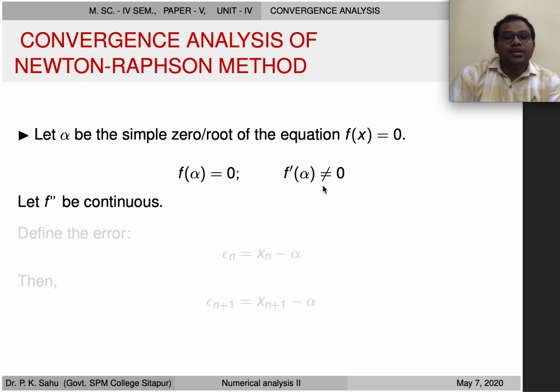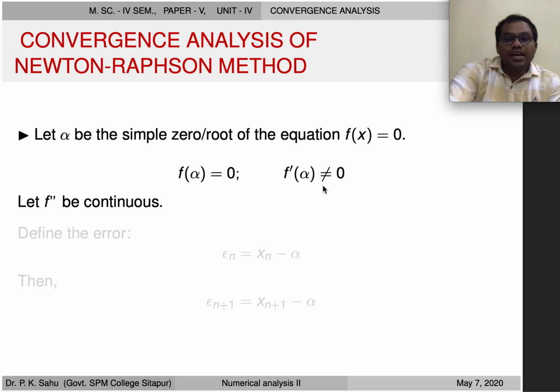Now, let's work out the details of the convergence analysis of the Newton-Raphson method. Let alpha be a simple root of the equation f(x) equal to 0. Then f of alpha is equal to 0 and f prime of alpha is not equal to 0, because alpha is a simple root of the given equation f(x) equal to 0. Here we assume that f double prime is continuous.